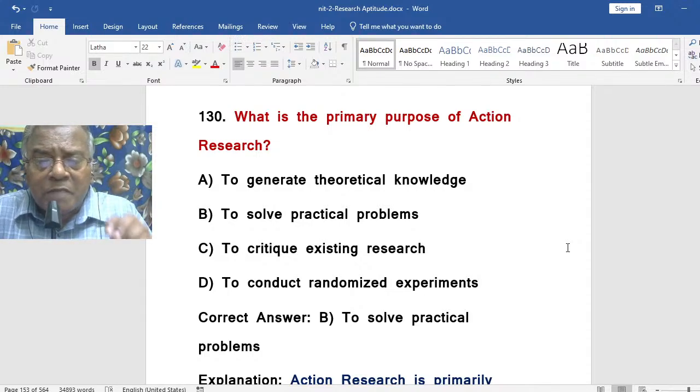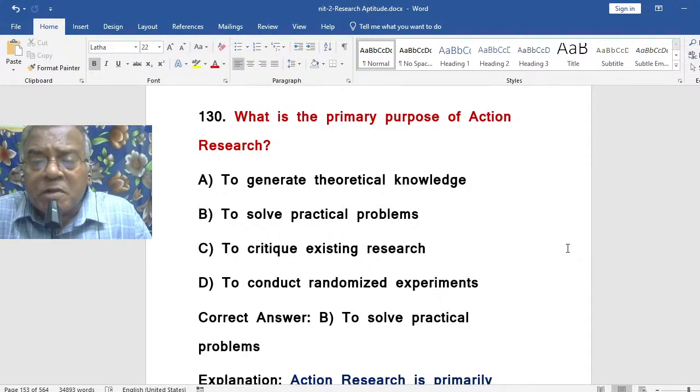What is the primary purpose of action research? Of course, the same idea is given in different terms, but it is nevertheless helpful in order to crack the NET exam. Same idea is given in each question, but with different words. But it is better to understand all this for the sake of our own betterment.